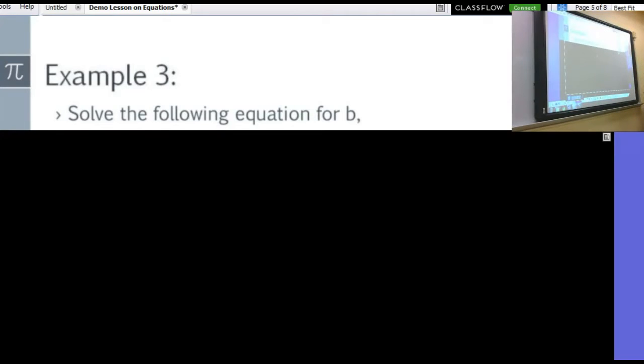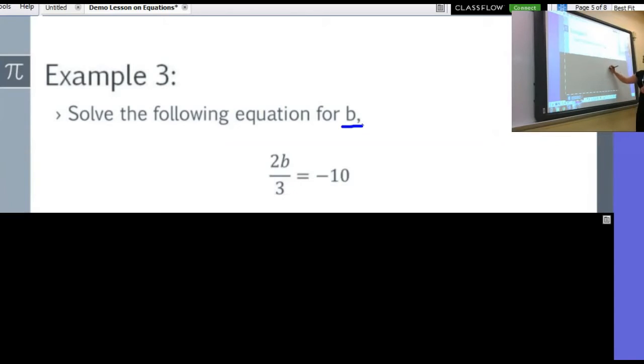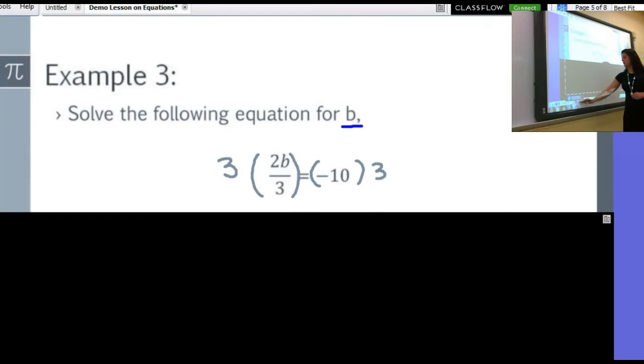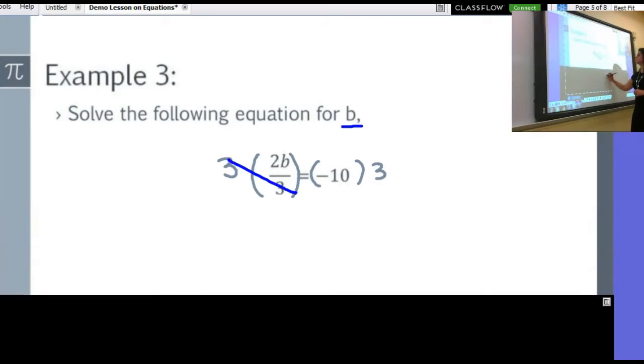And example 3. This time we're asked to solve for letter b. So we have 2b divided by 3 equals -10. So we're going to use those inverse operations to solve for b. I'm going to get rid of this division right here first. In order to do that, I'm going to multiply both sides by 3. That will cancel out my division and leave me with 2b equals -10 times 3, which is -30.